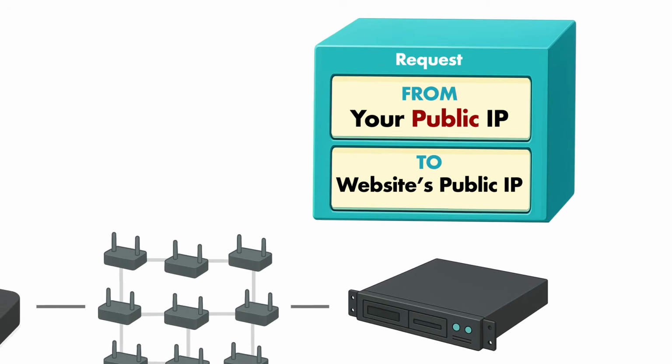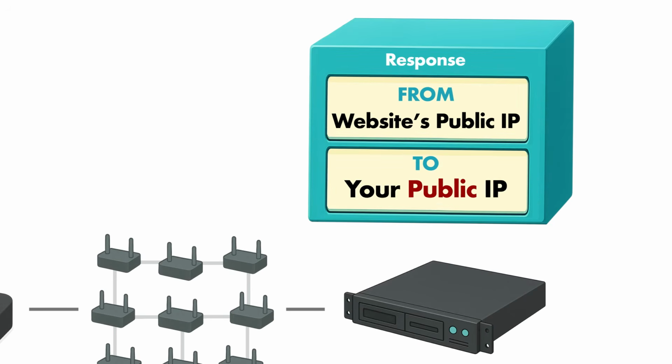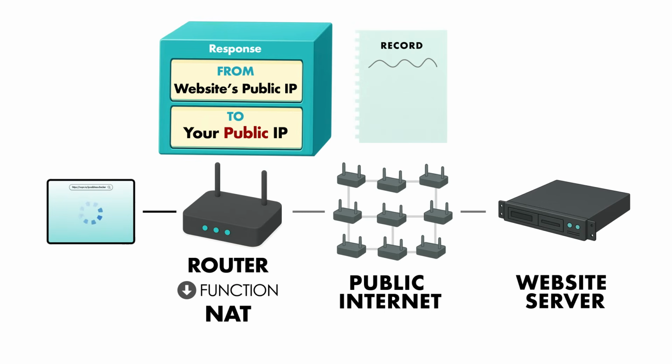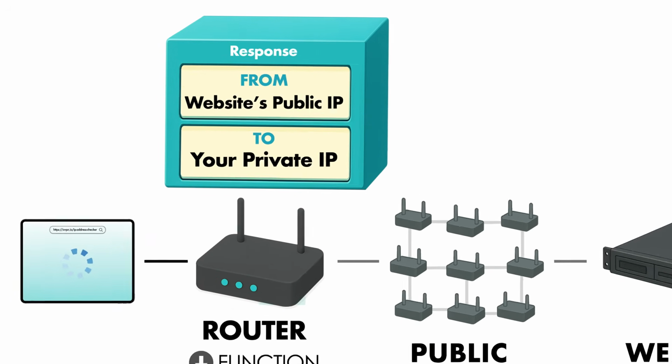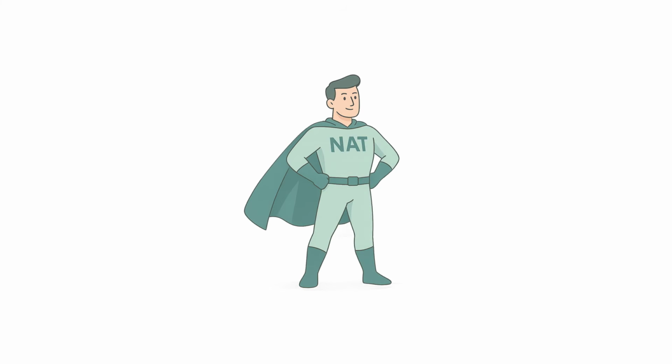The website sees the request as coming from your public IP, and sends the response to that address. When the response returns, your router checks its record, sees that it originally came from your device's private IP, replaces the public IP back with a private IP, and delivers it to your device. So, yeah, since the IP checker only sees your public IP, the address you see on that site is your public IP. That is how NAT does its job.